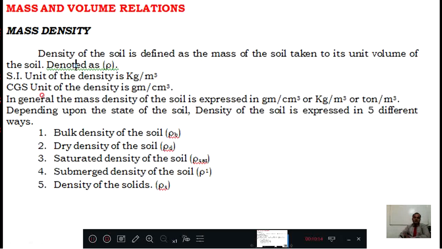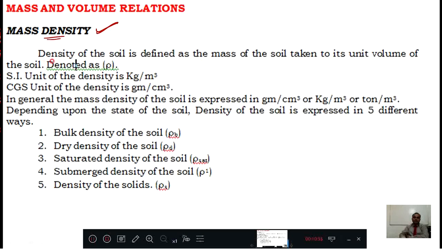Now, by considering this mass and volume, we will derive some terms here. The first term is mass density. Or simply you can call it density only. Density or mass density, it is one and the same.